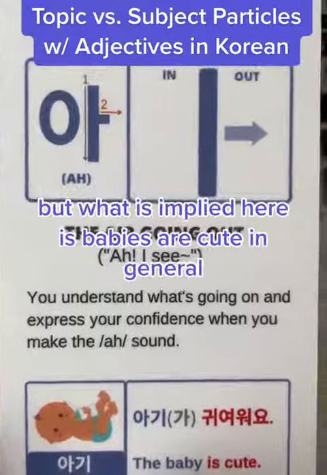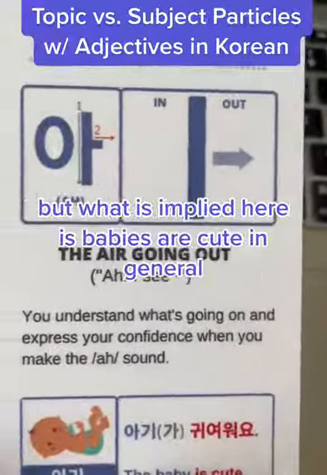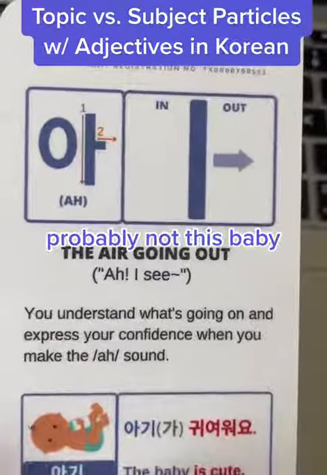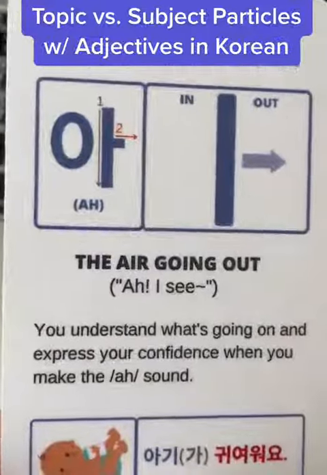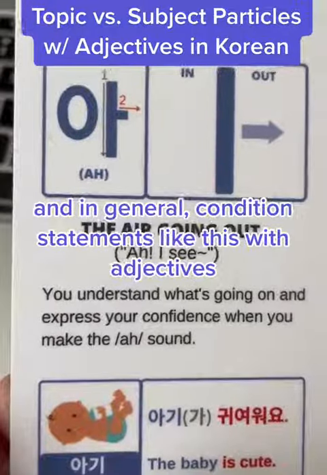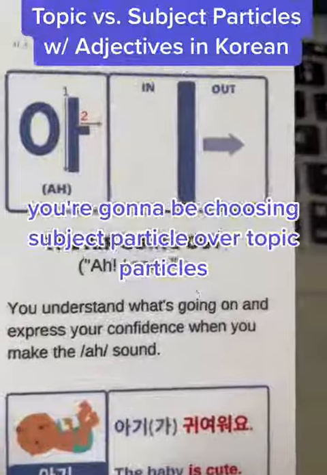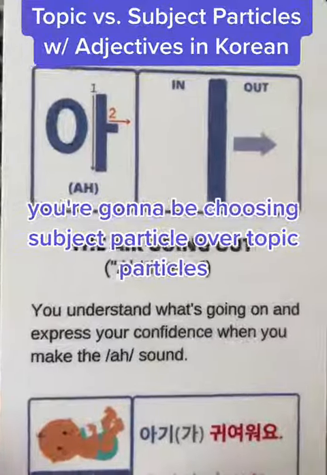But what is implied here is babies are cute in general, probably not this baby, let's say. So when you're using adjectives with the topic particle, it implies some level of contrast. So generally speaking, if you're going to be pointing at baby and say the baby's cute, 아기가 귀여워요. And general condition statements like this with adjectives, you're going to be choosing subject particle over topic particles.